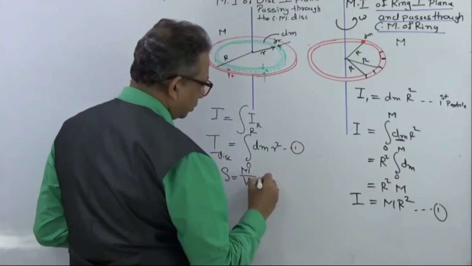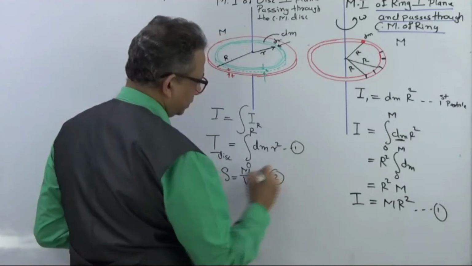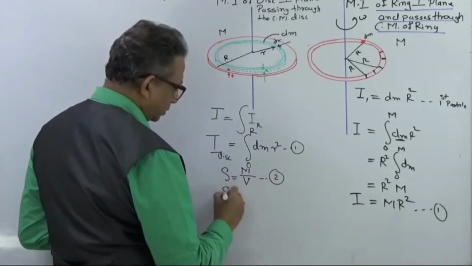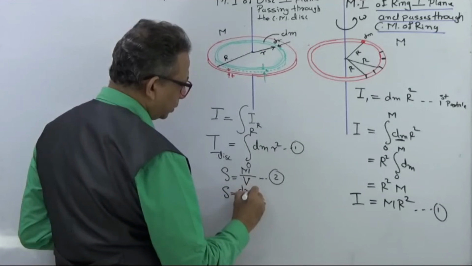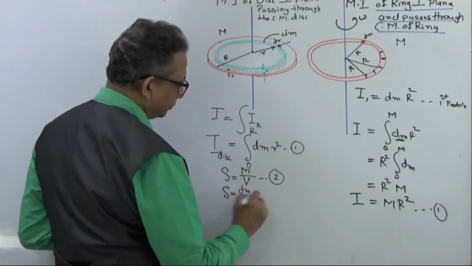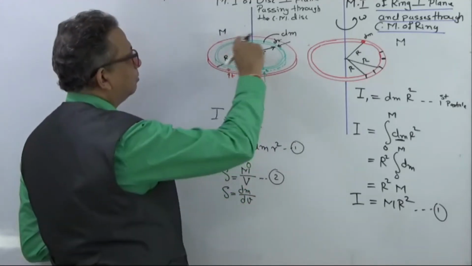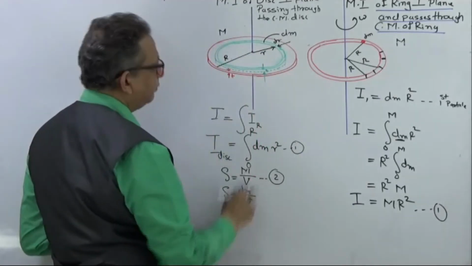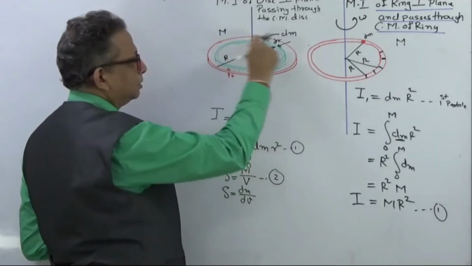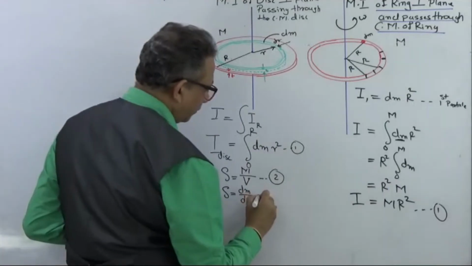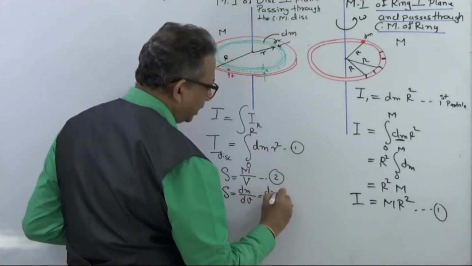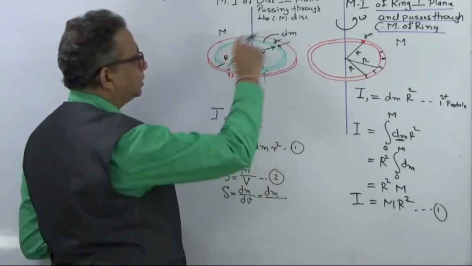So I can also write this equation. Let us give this as equation 2. So density is also equal to dm upon dv. dm is the mass of this ring and dv is the volume of this ring. So I can give it as dm, and what is the volume of this ring?